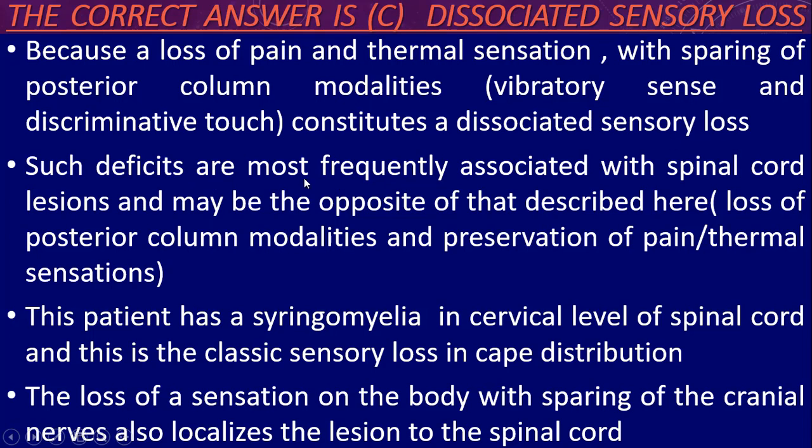Such deficits are most frequently associated with spinal cord lesions and may be the opposite of that described here: loss of the posterior column modalities and preservation of pain and thermal sensation. The patient has syringomyelia in the cervical level of the spinal cord, and this is the classic sensory loss in a cape distribution. The loss of sensation on the body with sparing of the cranial nerves also localizes the lesion to the spinal cord.